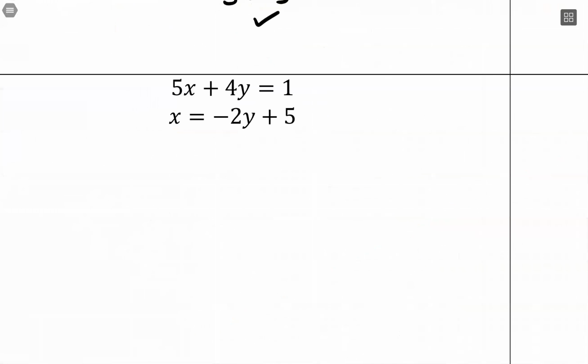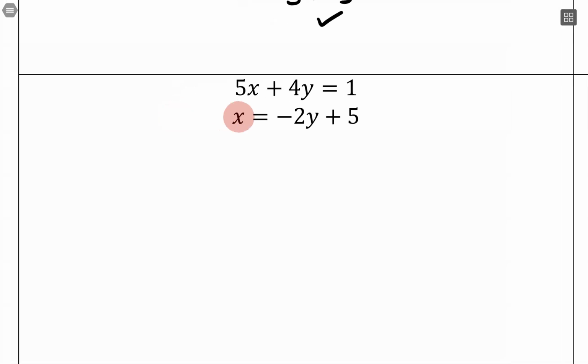Alright, our next example here, so looking for a variable to solve for. Well, x is already all alone on one side of the equation, so I want to use that. Make it nice and easy. Negative 2y plus 5. And with that, now I have what I can use for substitution. So I know that x is the same thing as negative 2y plus 5. And with that, I'm going to substitute it into the first equation.